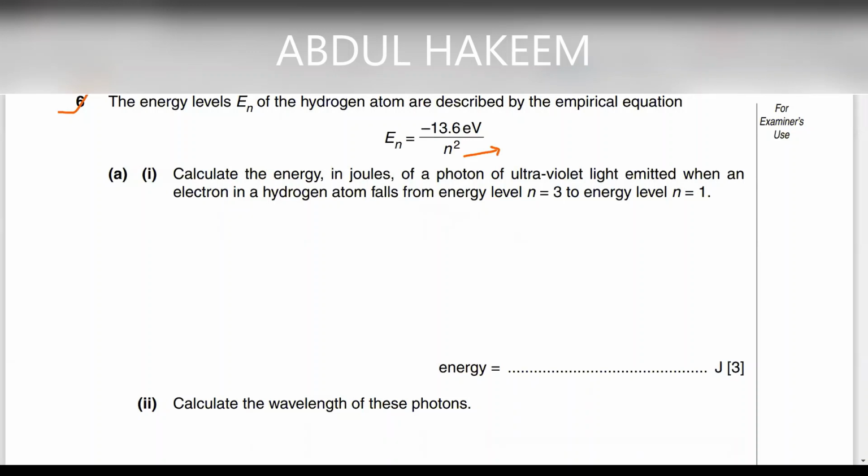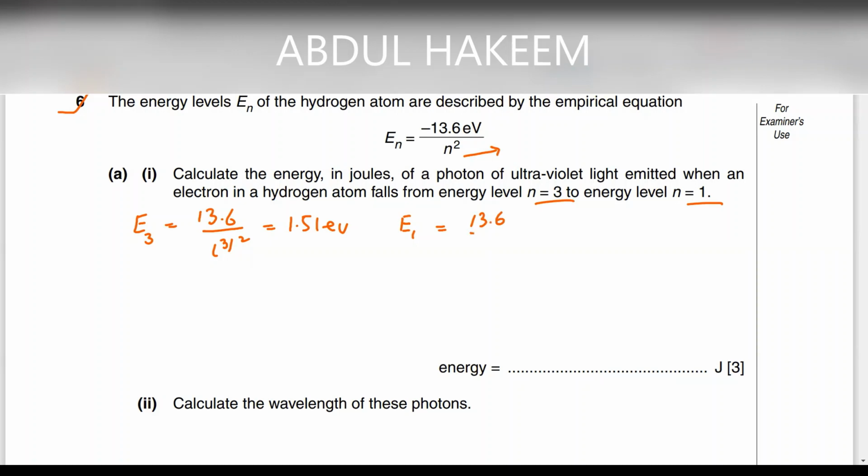Calculate the energy in joules of the photon of the ultraviolet light emitted when an electron in the hydrogen atom falls from energy level 3 to energy level number 1. So first we will calculate the energy of the third energy level. This is 13.6 electron volt divided by 3 square. After calculation, it is approximately 1.51 electron volt.